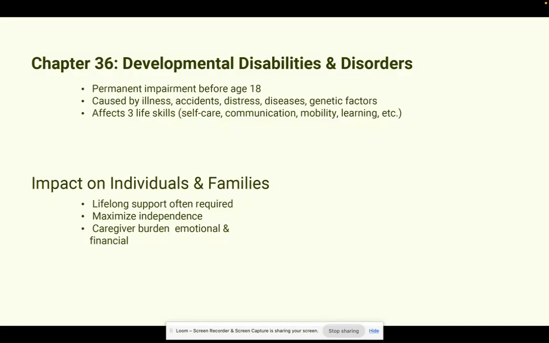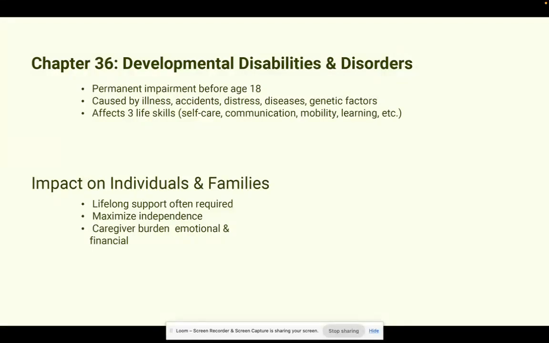Of course, it affects the life skills. In terms of developmental disabilities, the self-care, the communication, the mobility, and the learning aspect of that individual are considered the three life skills that might be affected, or four. Again, it affects the person's ability to do self-care, communication, mobility, and also learning things. So what's the impact on individuals and family? If you have a family member with developmental disabilities or any disorders, it might be lifelong support that you need to deal with, right?